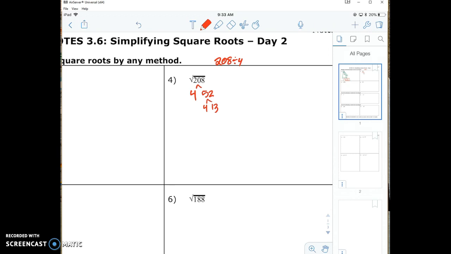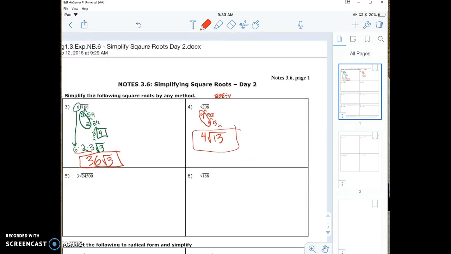And look, I know that 4 is not prime, but it is already a pair. I have a pair of 4's. So I'm going to put my 4 outside my radical. 13 is prime. It can't be broken up more. So I'm going to leave him inside my radical. 4 square root of 13 is my final simplified answer.